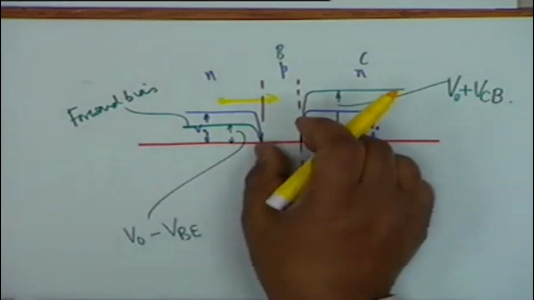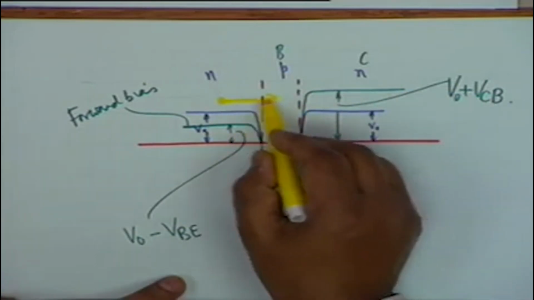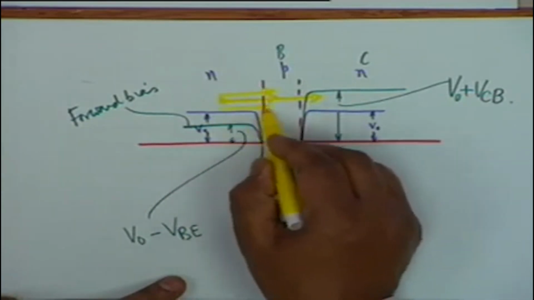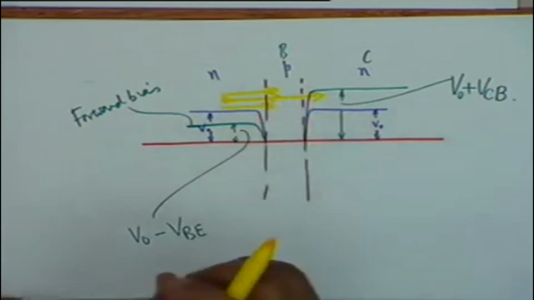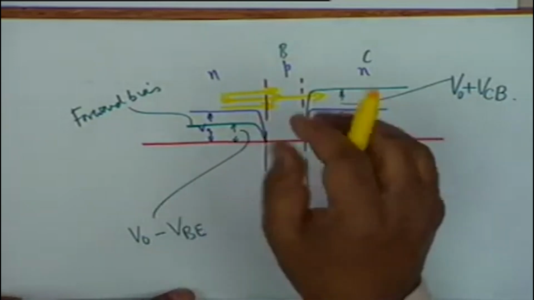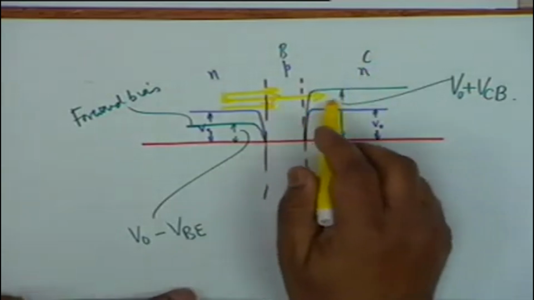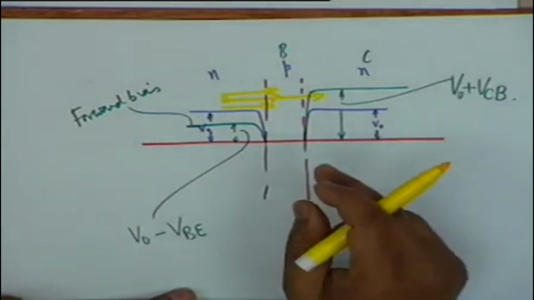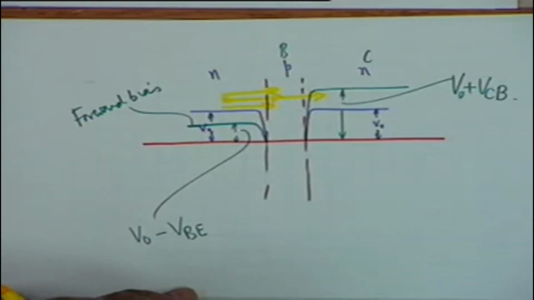But this region is so thin that the possibility of recombination is very little, and most of these electrons pass over to the n region. Most of these electrons enter the p region with a velocity, with a kinetic energy, and before they encounter a hole to recombine, they find themselves in the n region. It is so thin that they simply pass over, and therefore most of the electrons pass over to this region.